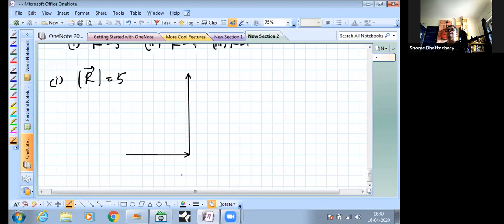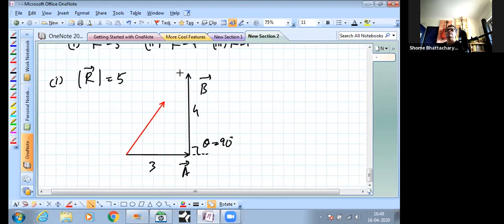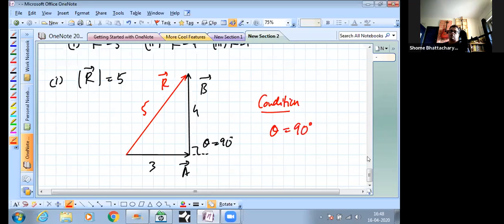So this vector A has a magnitude of 3, this vector B has a magnitude of 4, but more importantly, the angle between them is 90 degrees. Theta is equal to 90 degrees. That will give you the condition for the resultant here to become 5. So the condition for this, what we have to solve in the question, is that theta is equal to 90 degrees. This was the solution to that.